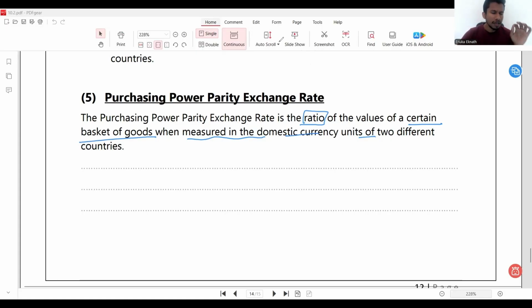Just assume that we consume one good in Sri Lanka and then again in USA.